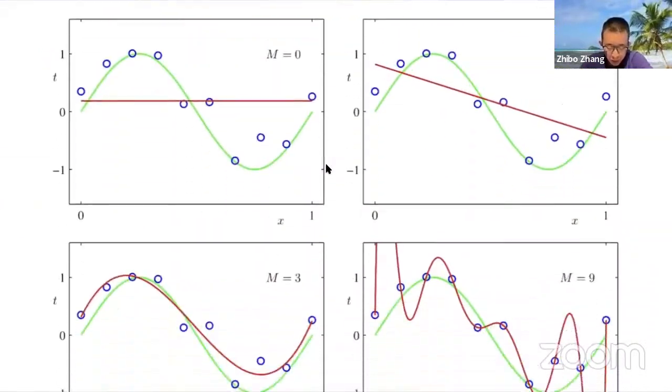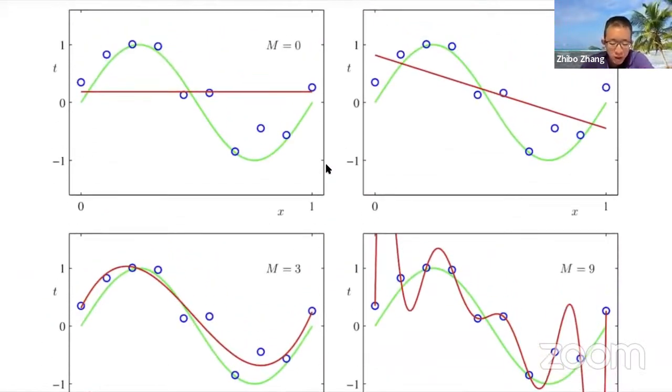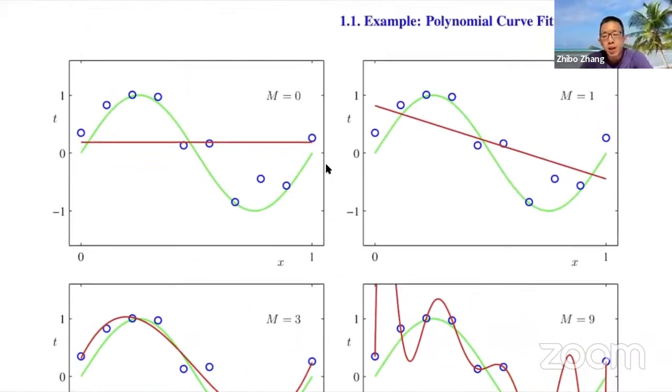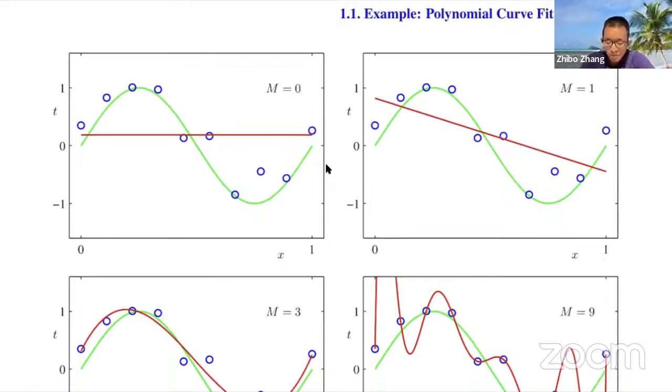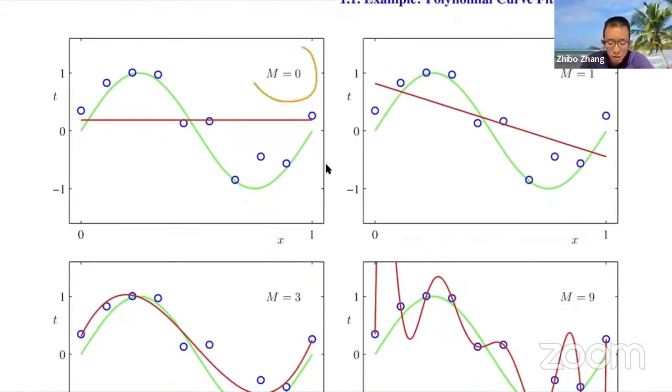So let's see where is 1.4. When we fit an order 0 polynomial, then it's basically a constant, right? So you're just moving a straight line up and down to fit the data points. And apparently you can't really fit the data points very well. So this is M equals 0.